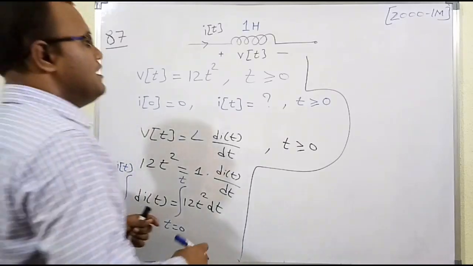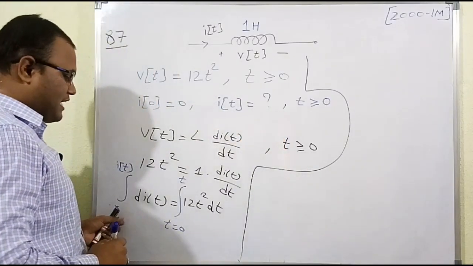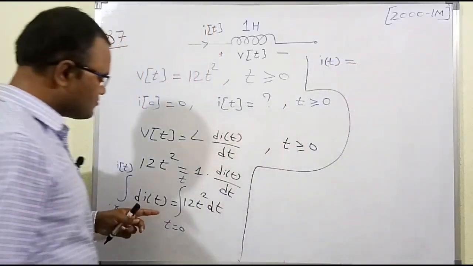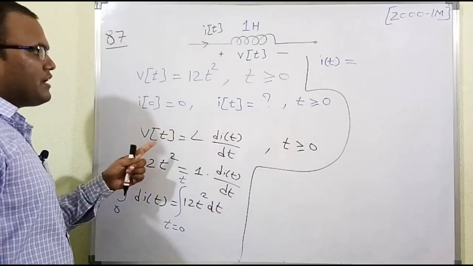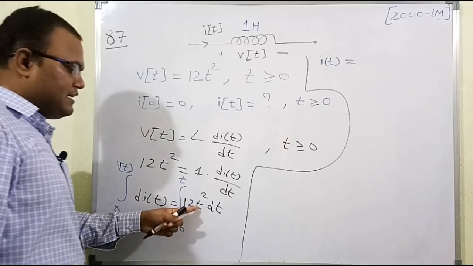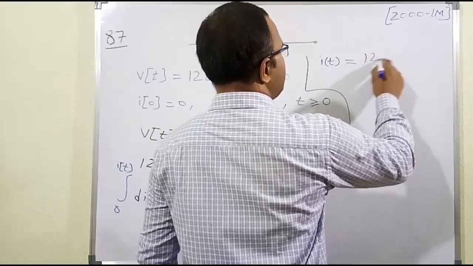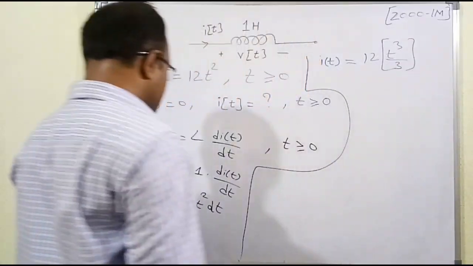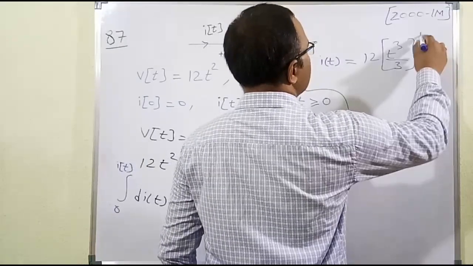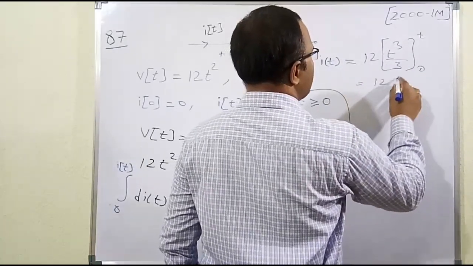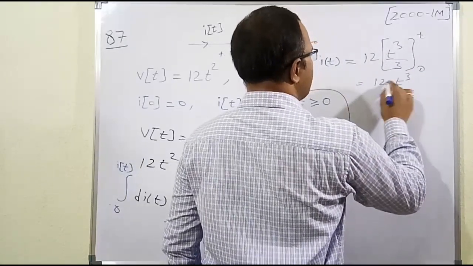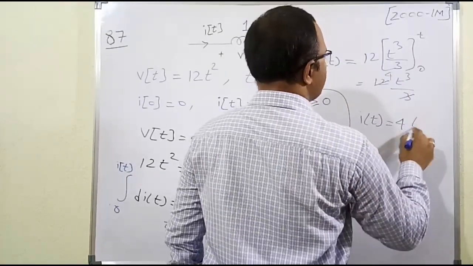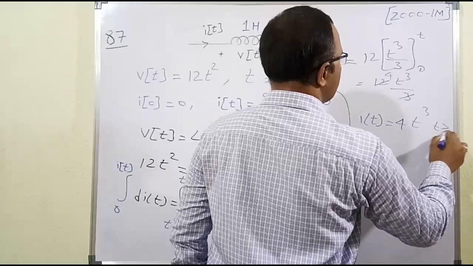So if I do this calculation, it will become I of t minus 0 is equal to, if you do the integration of t square, it will become t cube by 3. Now I will do integration from t is equal to 0 to some t value. So therefore I will get 12 t cube by 3. So 3 ones are 3, 3 fours are 12. Therefore I of t, the current in the inductor, is 4t cube for t greater than or equal to 0.